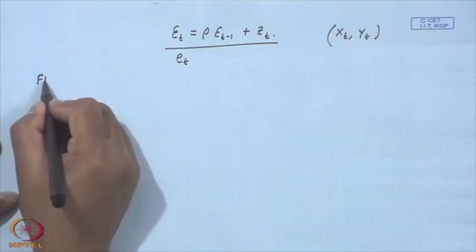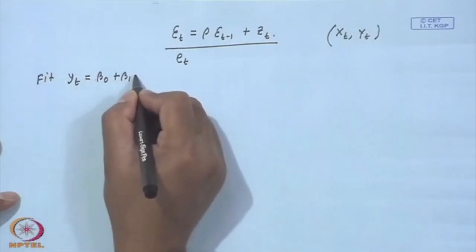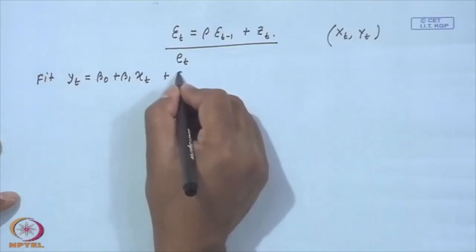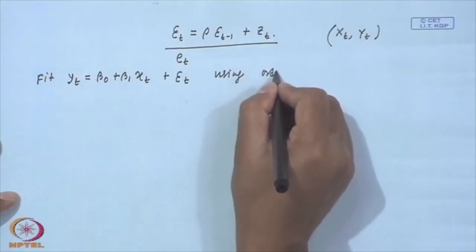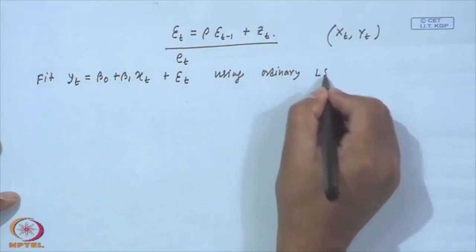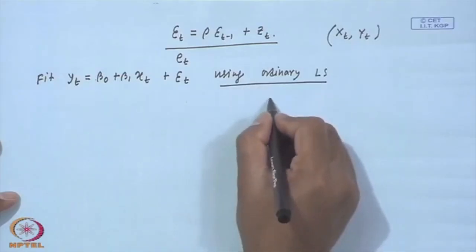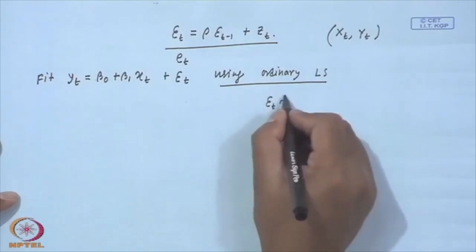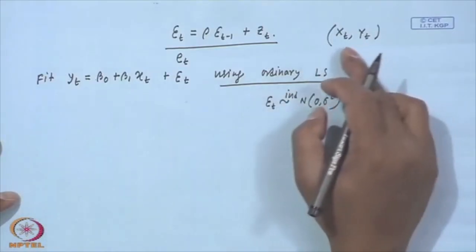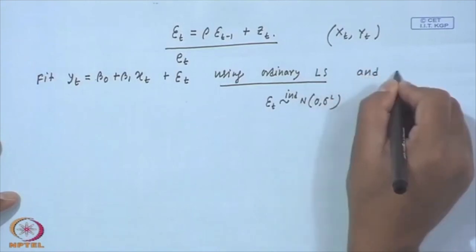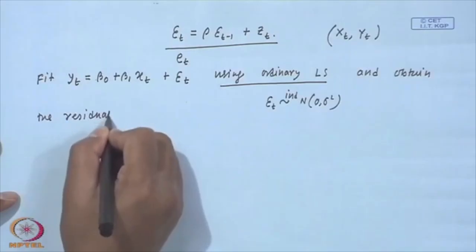So, first what you do is that you fit y t equal to beta naught plus beta 1 x t plus epsilon t using the ordinary least square technique. Okay. So, using the ordinary least square technique means you are assuming that these assumptions are true, or you are ignoring all these assumptions at this moment. So, you just fit a simple linear regression model between x t and y t and obtain the residuals e t.